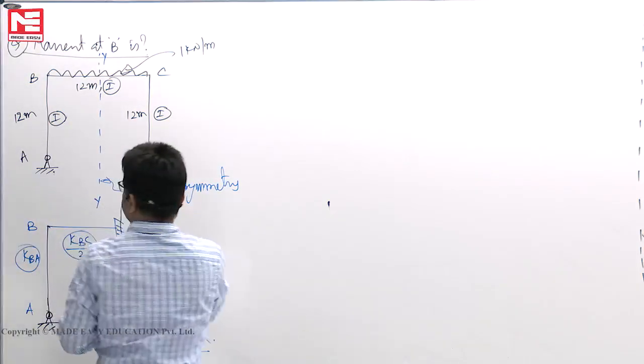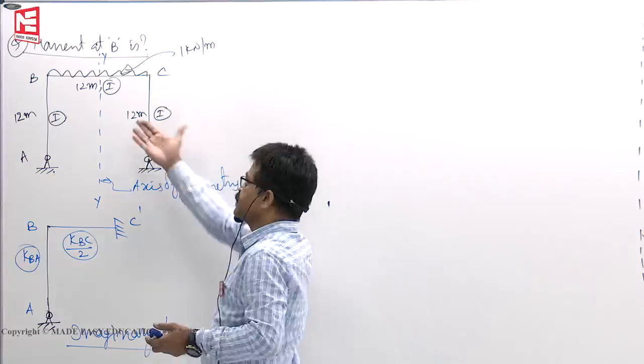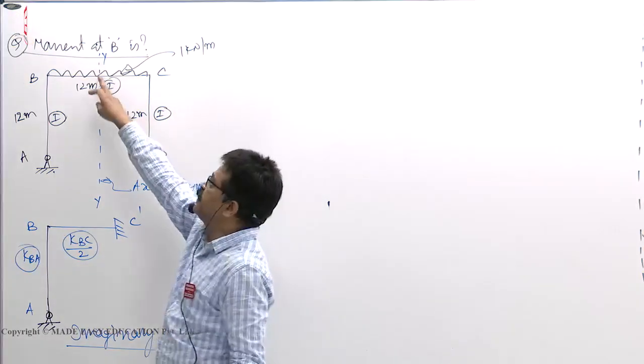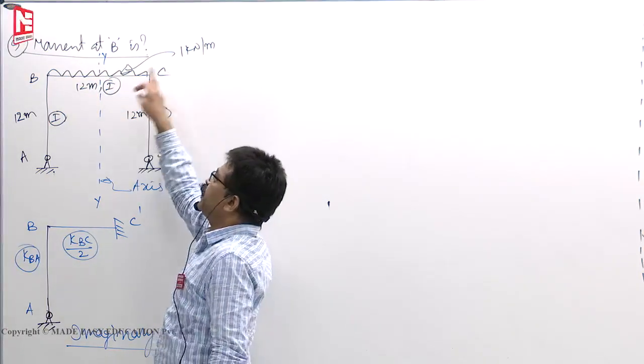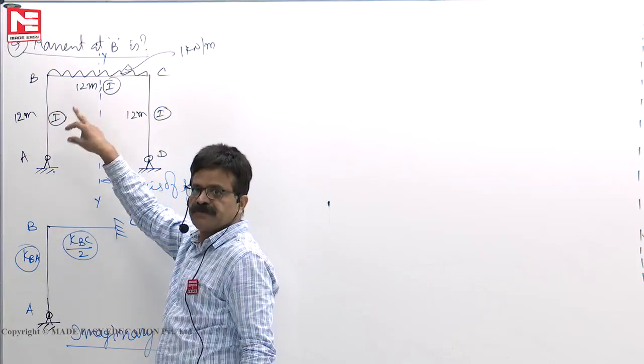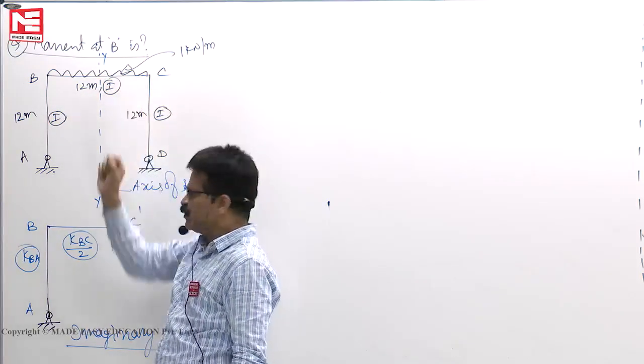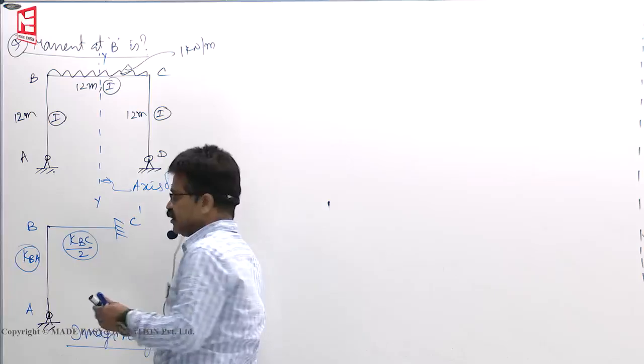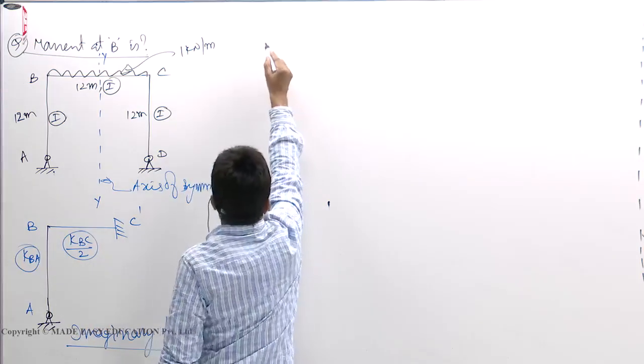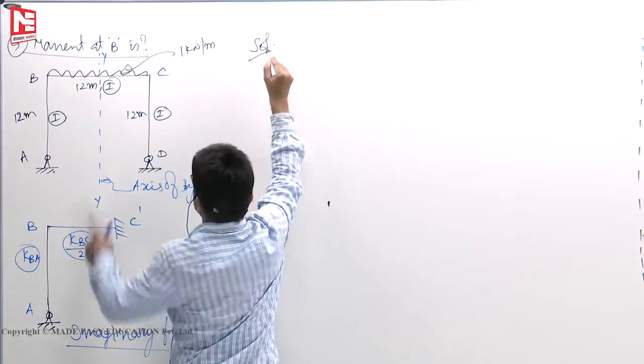Now I am skipping the first step. Fixed end moments MFBC is minus WL square by 12. 1 into 12 square by 12 is 12. So minus 12 plus 12. Skip it off. We don't have to write also in the exam. So directly start with the second step. In the exam, this is what you have to do.